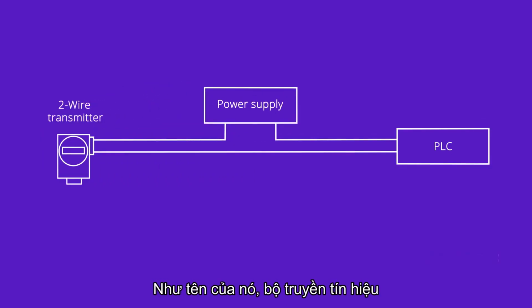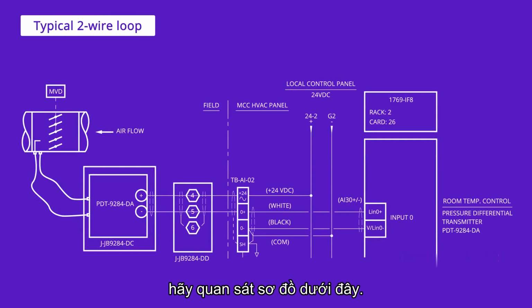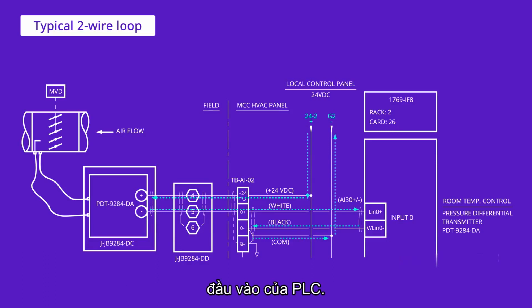As its name states, a 2-wire transmitter has only 2 wires. In a 2-wire current loop, the transmitter, DC power supply, and PLC are connected in series. Not only are the 2 wires providing power for the transmitter, but they are also the signal lines. Let's have a look at how a typical 2-wire current loop is shown on a loop diagram. As illustrated, the 24-volt power supply is in series with the differential pressure transmitter and the PLC analog input card.